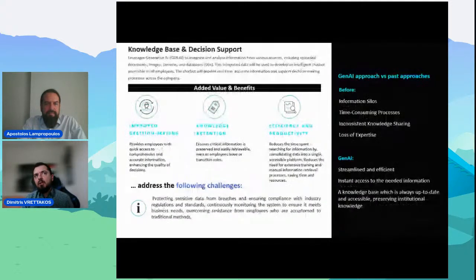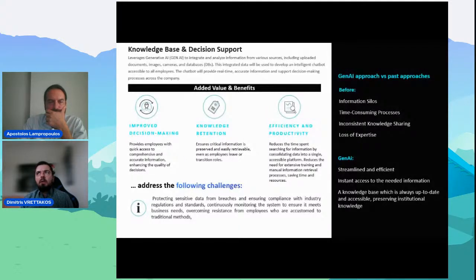If we go to the next one, well, I really like this one, right? So what we're essentially discussing here in this case is a knowledge base, right? And decision support. What we want to do using GenAI is to synthesize integrated data. We can develop an intelligent, and I'm emphasizing intelligent, chatbot, which is accessible to all the company's employees.